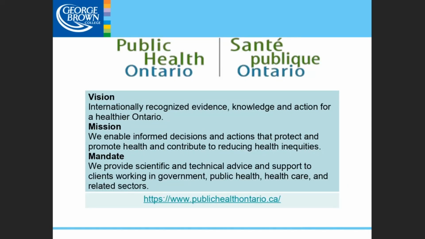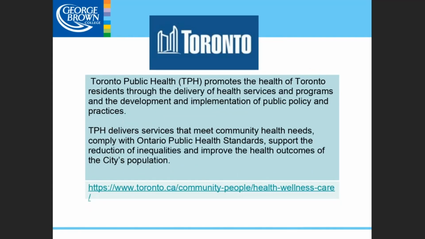And then on a provincial level is Public Health Ontario. Public Health Ontario provides scientific and technical advice and support to clients working in government, public health, healthcare, and related sectors. So this is our provincial agency, and they have great information about COVID too. This is where you would go right now, as we're learning about what's happening as restrictions are lifted and we're moving back into our color-coded system of lifting restrictions. You can find a lot of information on Public Health Ontario on what that looks like by region.